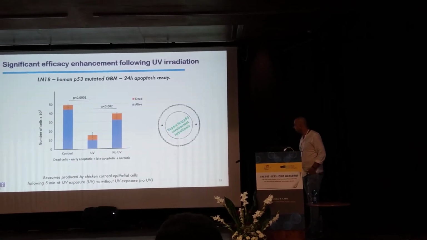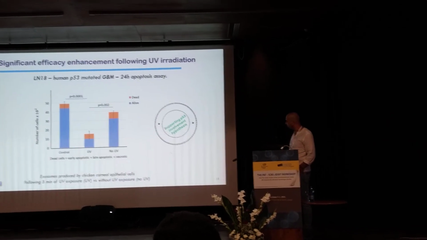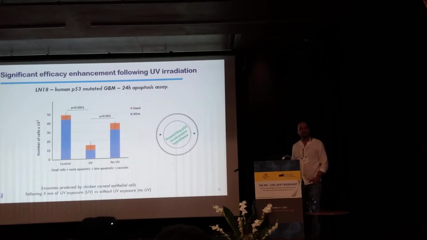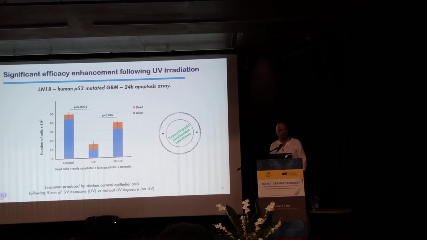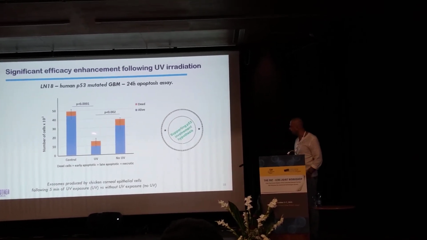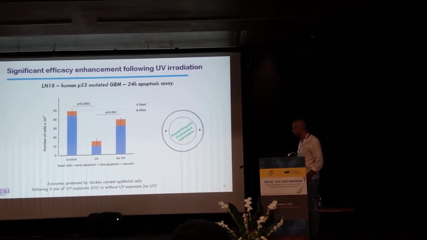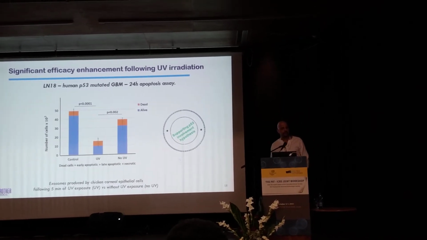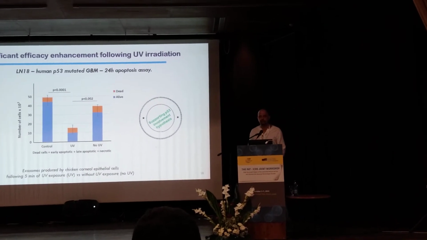Our first generation was exosomes that we extracted from chicken corneal epithelial cells. But then we tried applying UV radiation to those cells before we extracted the exosomes. And we see a much higher efficacy after UV application. It supports the hypothesis of the p53 mechanism of action, since p53 is phosphorylated following UV radiation.